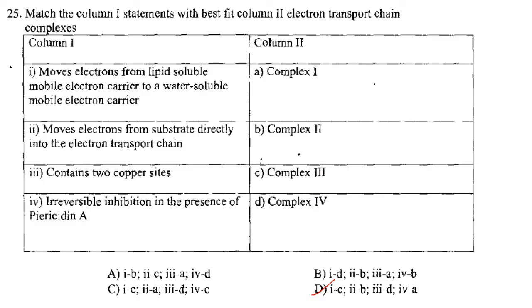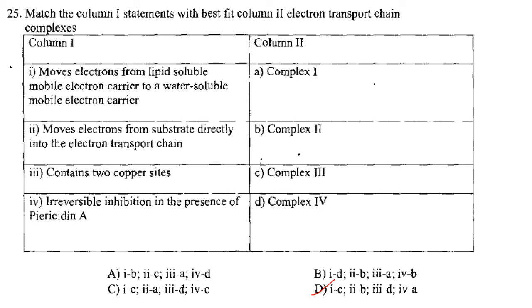Then next one, match the column 1 statements with the best fit column 2, electron transport chain. Moves electrons from lipid soluble mobile electron carrier to water soluble mobile electron carrier. So that is complex 3. So 1C.